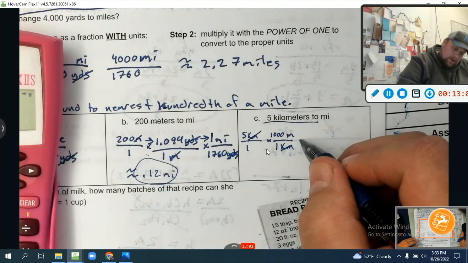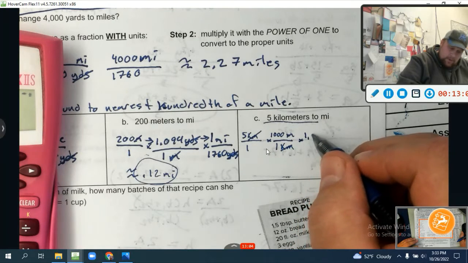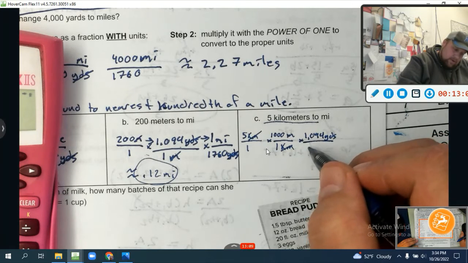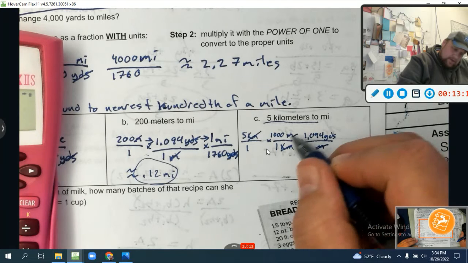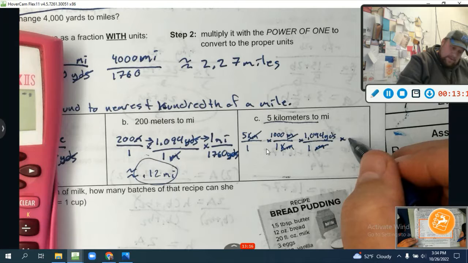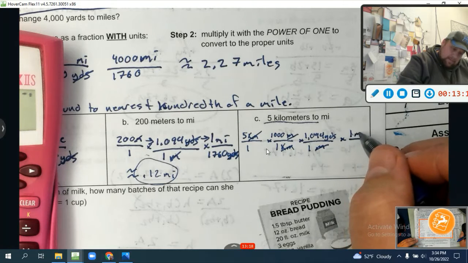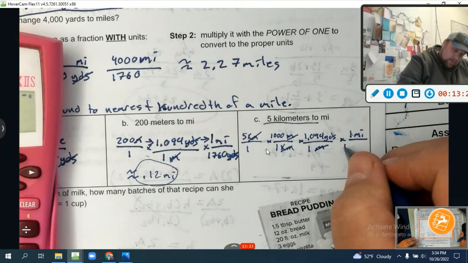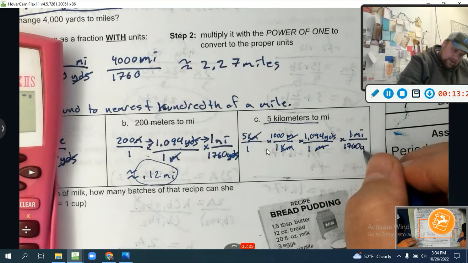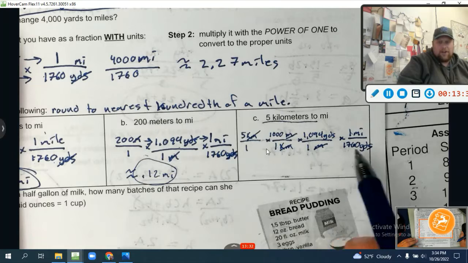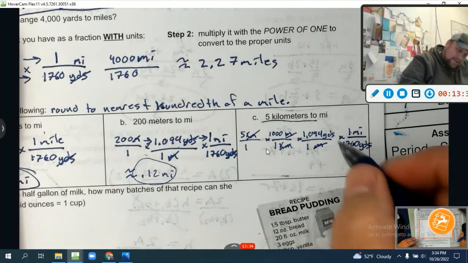Now that cancels out meters, and I have yards. And I want to end with my miles on top, and I know that 1 mile is equal to 1,760 yards. Boy, I'm so glad we found that conversion rate up there. That saves us some room, believe it or not. And by the way, this is not a very long chain. These can get very long. And what happens again, the yards cancel out, and I'm going to be left with miles, which is what we want. Okay, so let's multiply straight across on top.